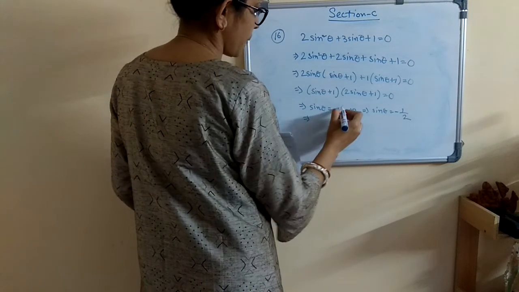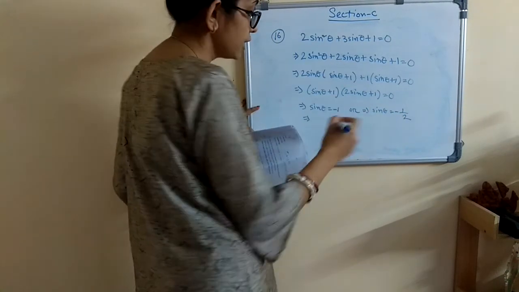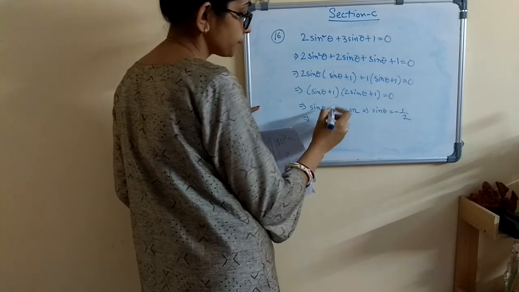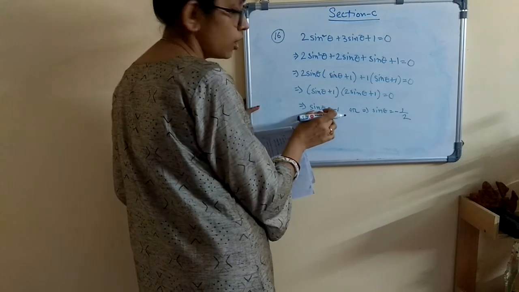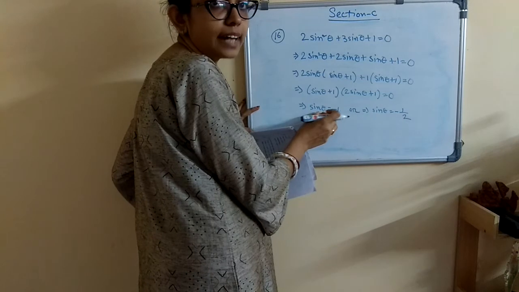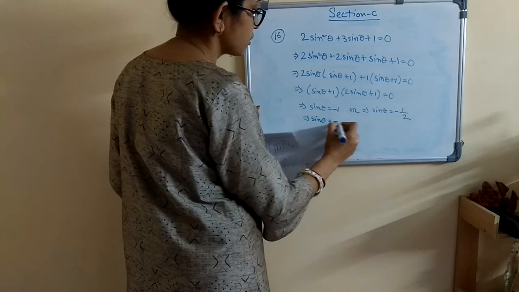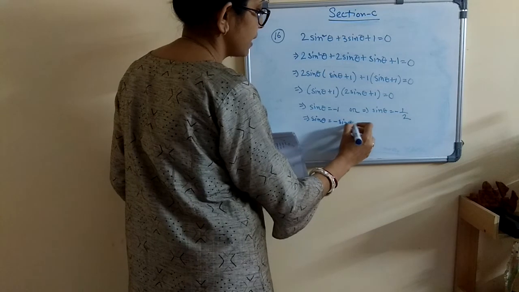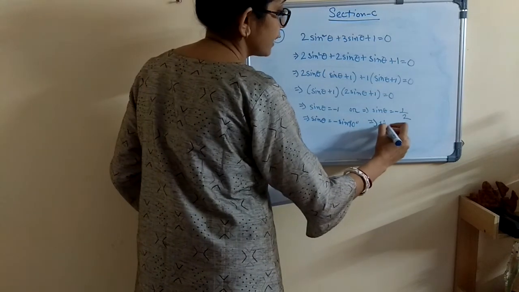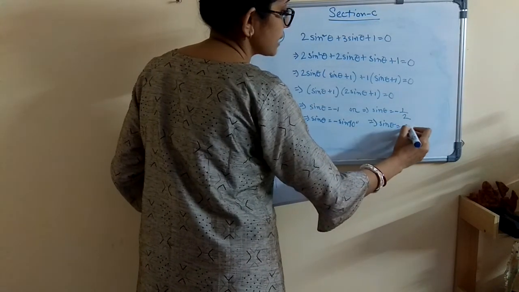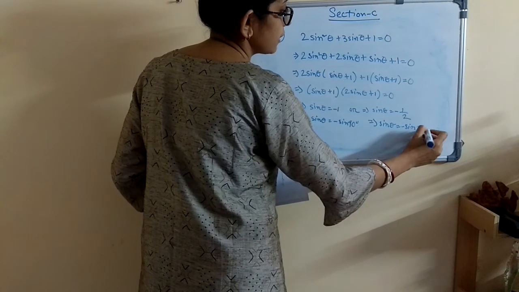So in the trigonometric table, the value of sin 90 degree is equal to 1. So we can write sin theta equals minus sin 90 degree. And here we can write sin theta is equal to minus sin 30 degree.